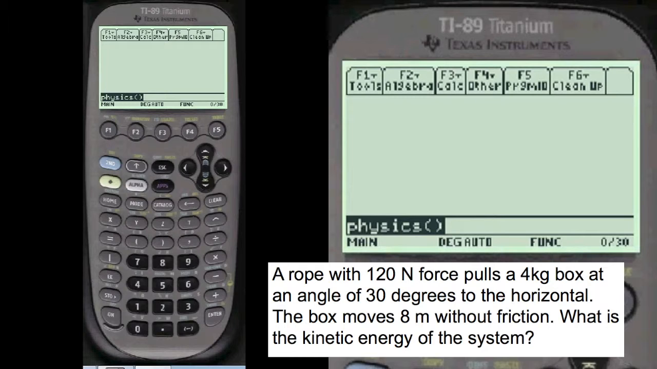This is a problem in physics regarding a box being pulled by a rope at a force and at an angle. Let's do it. Physics to get to my main menu.